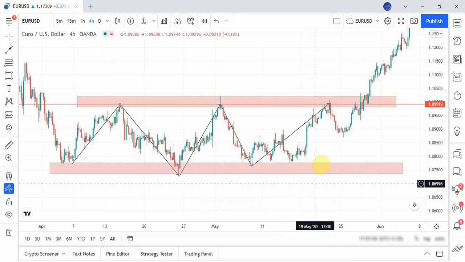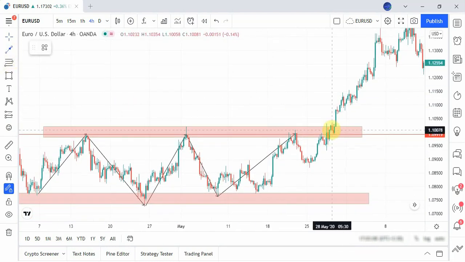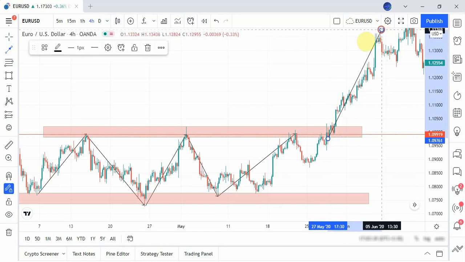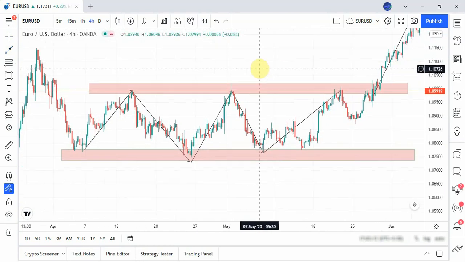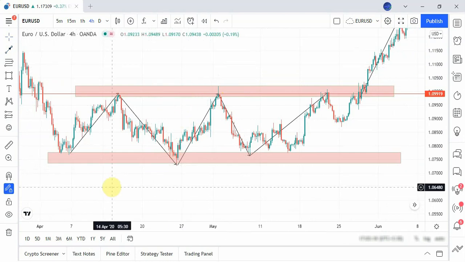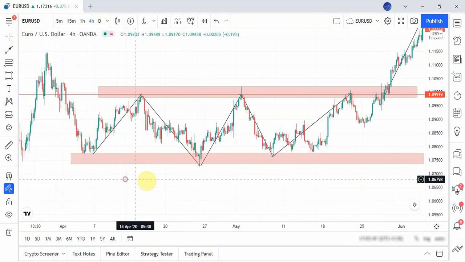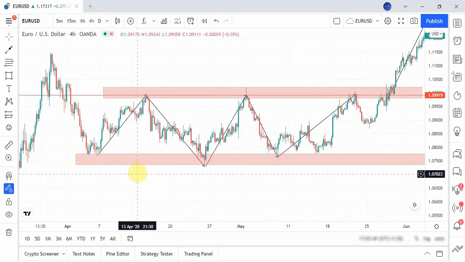As you can see, price breaks this resistance level at the top and pulls up strongly, and a good gain is received by traders who placed buy positions. Areas of value are always horizontal, and when the price fluctuates between upper and lower lines, we can suppose there is a horizontal channel whose upper and lower lines are areas of value. The previous example we talked about was a horizontal channel.